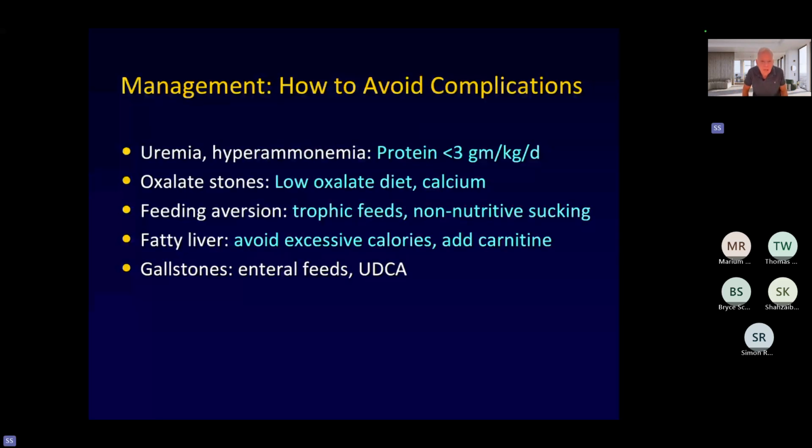So, how do we avoid complications? And here we're really talking about iatrogenic complications. Keep in mind that we want to limit protein intake to less than 3 grams per kilogram per day. And this is particularly going to be the case if any patient has intestinal failure related liver disease, where the ability to handle a protein load may be limited.